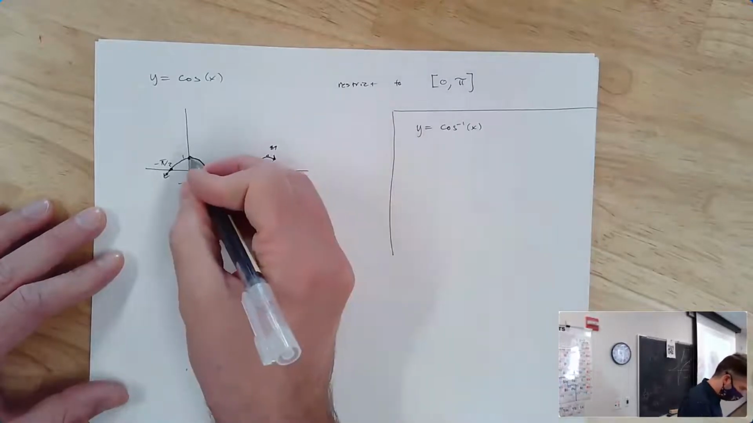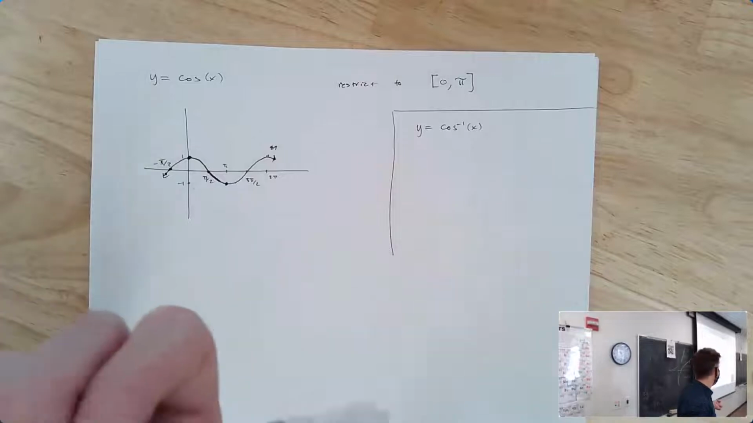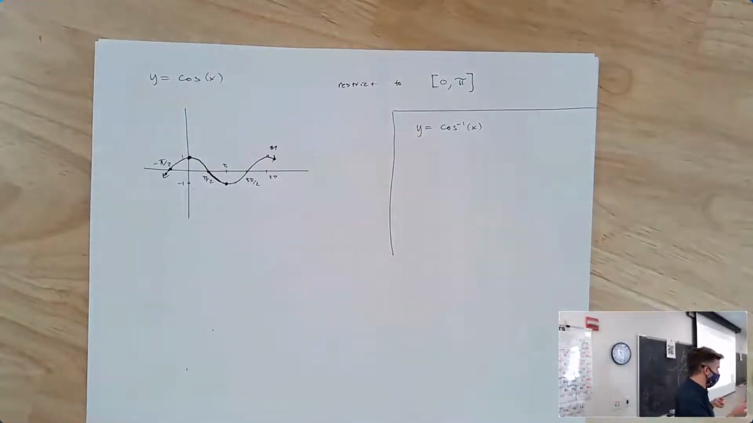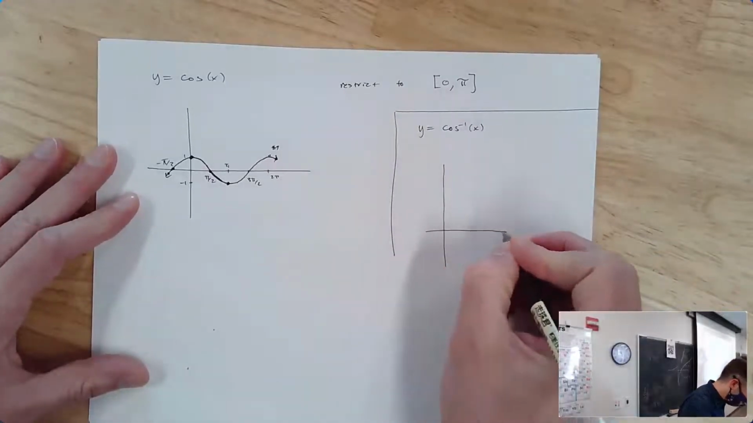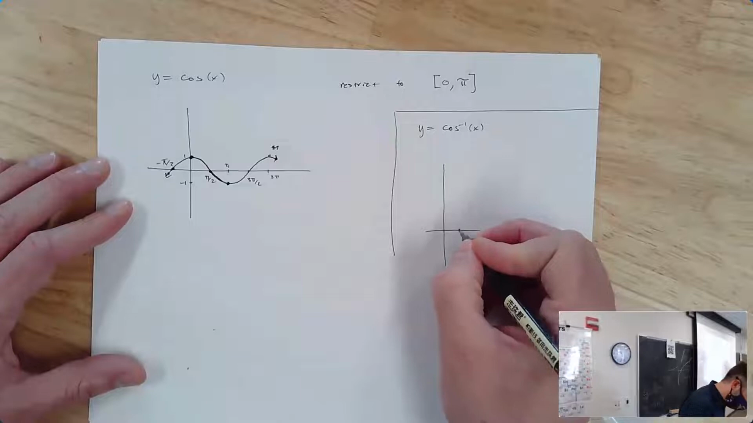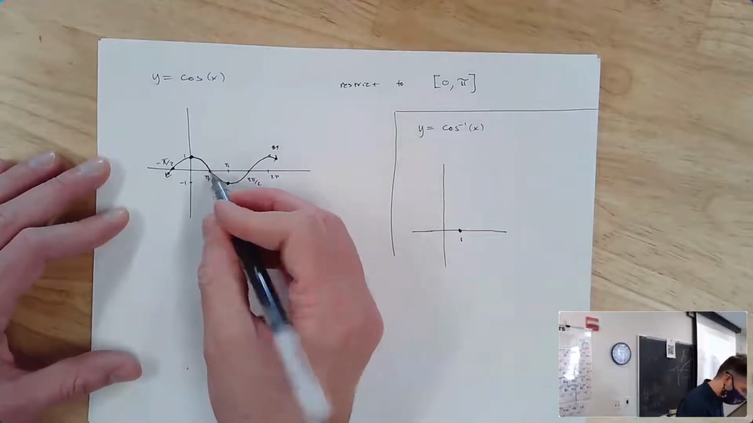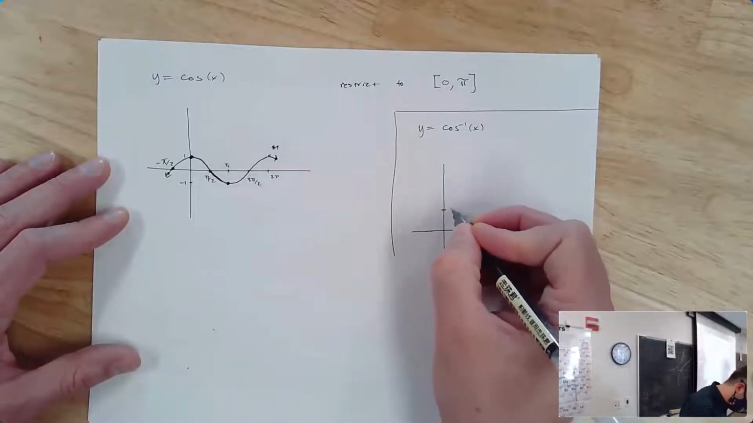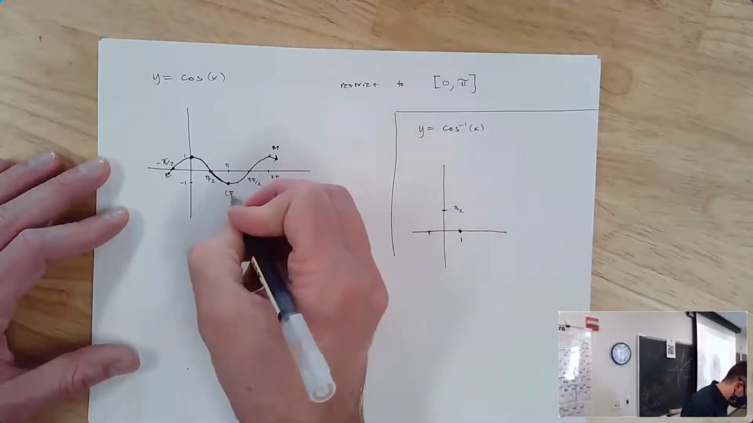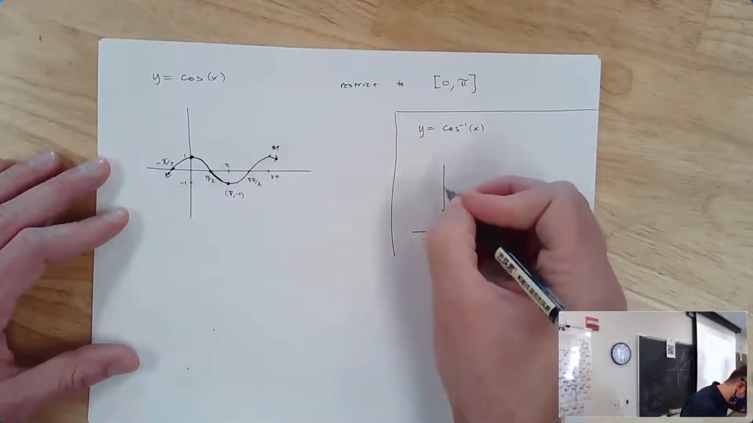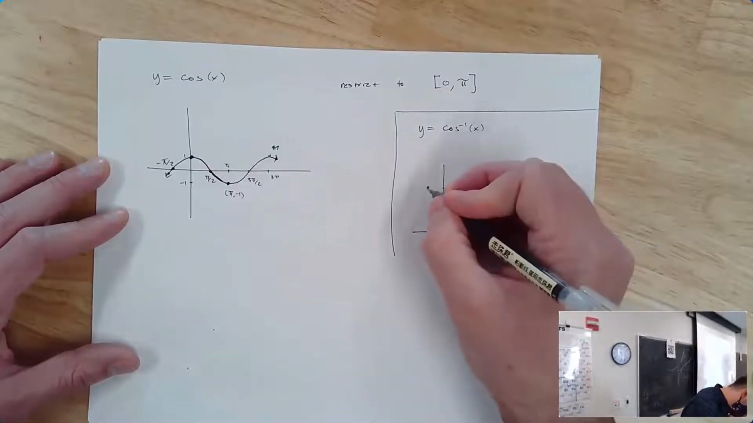I'm going to take that section and reflect it across the line y equals x. Or what I'm really doing for my inverse function is interchanging every x, y coordinate. That's the easiest way I find to graph it. So instead of graphing the point 0, 1, I'm going to graph the point 1, 0. Instead of the point pi over 2 comma 0, I'm graphing the point 0 comma pi over 2. Instead of the point pi comma -1, I'm graphing the point -1 comma pi. It's going to look like this.